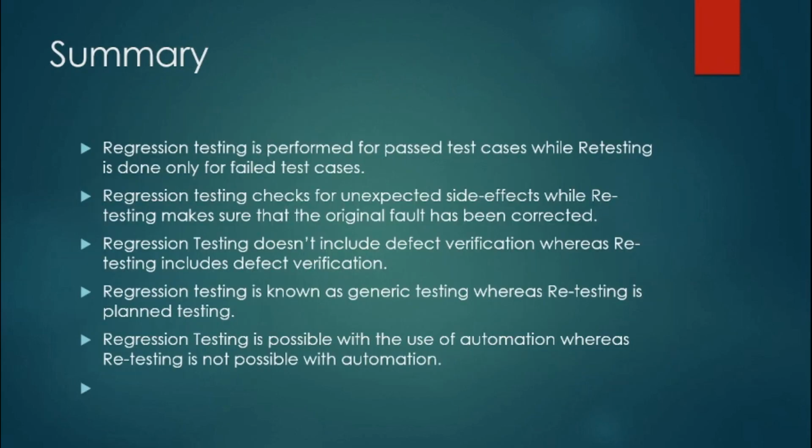Okay, now let's see whatever we studied here in a summarized form. Regression testing is performed only for the past test cases, while retesting is performed only for the failed test cases. In regression testing, we only check for unexpected side effects when the new code is introduced, but in retesting, we make sure that the original issue is fixed. Regression testing doesn't include defect verification, whereas retesting includes defect verification. Regression testing is known as generic testing, whereas retesting is planned testing.